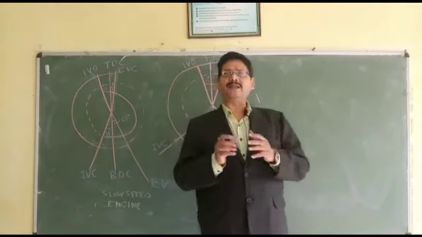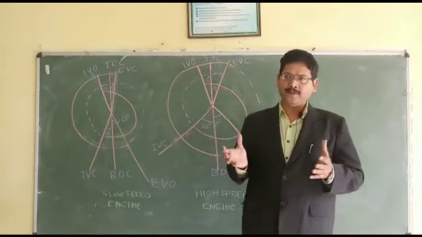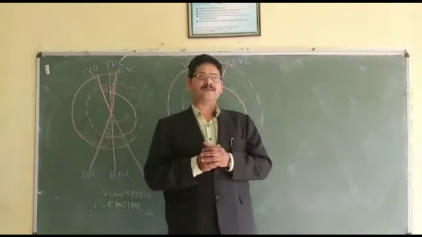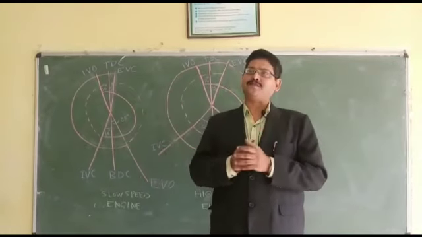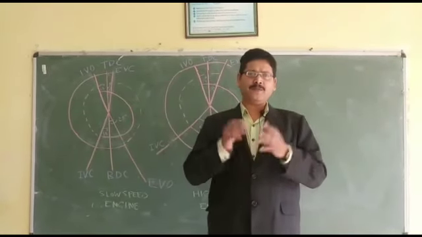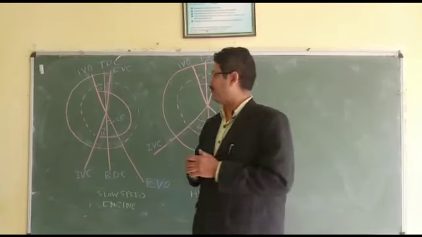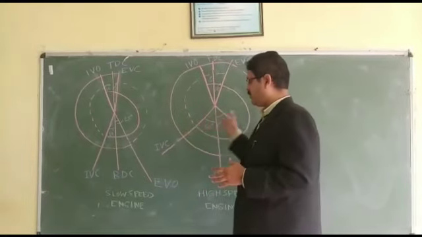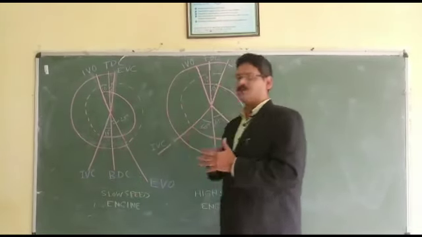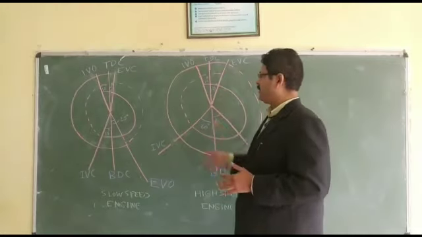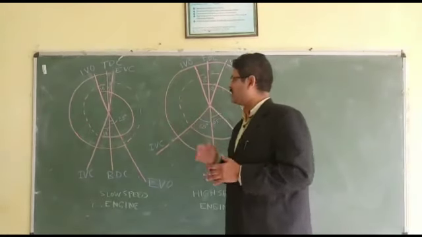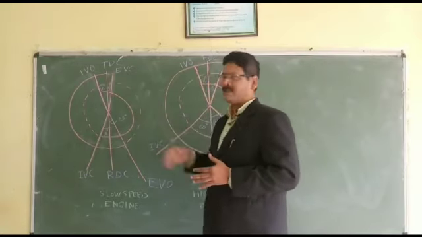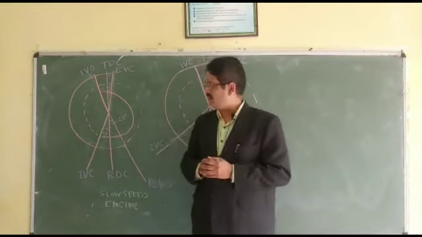So now what we will analyze is why this is happening, what the advantages of having this system in place are, and how it affects the performance of the engine. Now we have two categories of engines. One is the slow speed engine, the second one is the high speed engine. Subsequently we will discuss why there are variations in opening and closing as far as the angles are concerned.